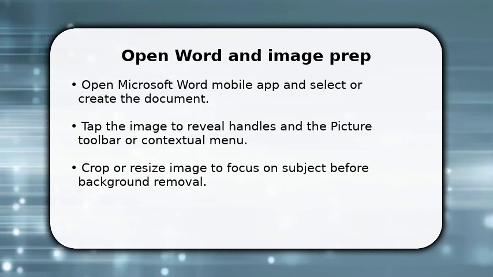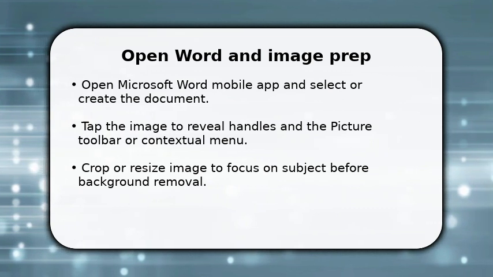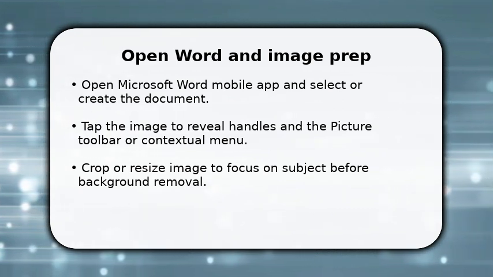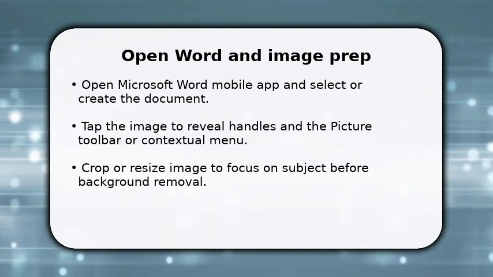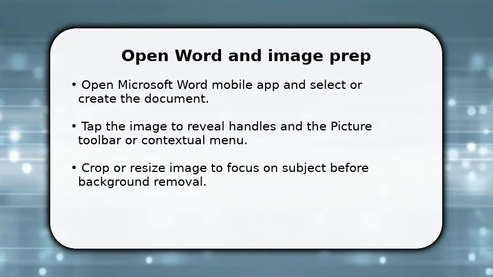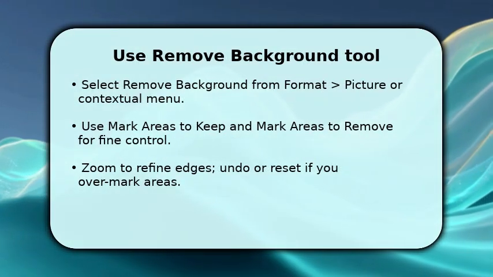Make sure your phone is steady and the image contrast is clear, because Word relies on visible edges. When ready, look for the Remove Background icon or Format Picture options to begin the automated removal process. Now you use the Remove Background command in the Picture Format toolbar.